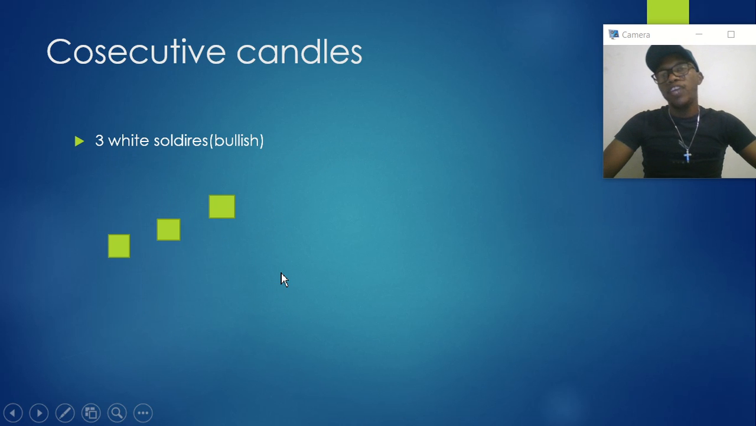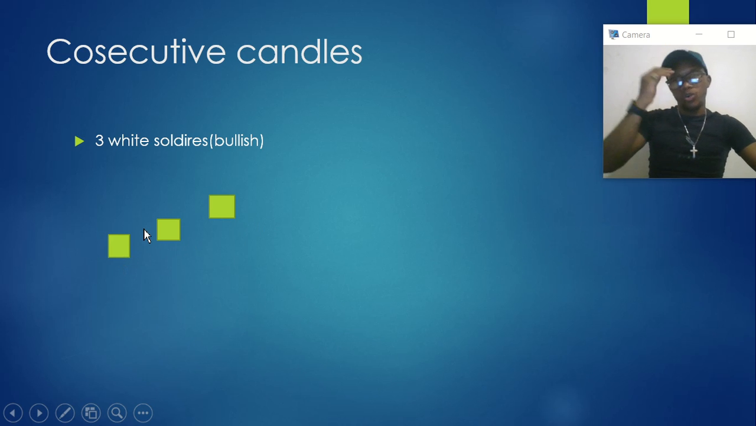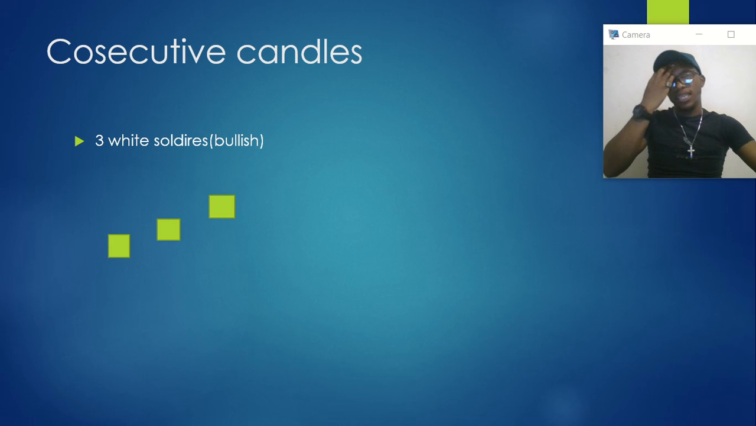There are also what we call the consecutive candles. Three white soldiers. They don't have wicks, as you can see. They may have smaller wicks at the bottom, but not on the top. What you call the three soldiers alerts us that this is a bullish market.